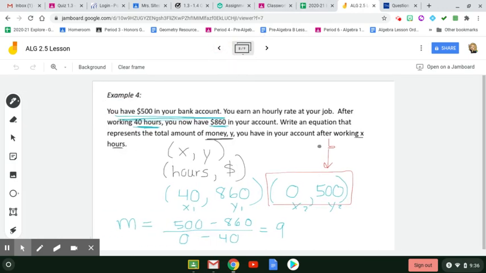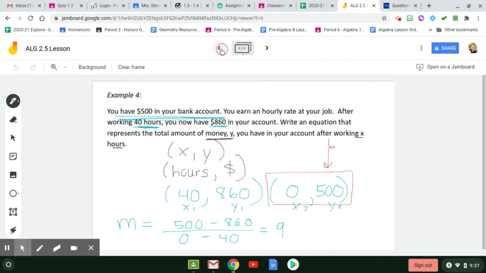So again, looking back at that problem, you always want to pull out of a word problem what the x stands for and what the y stands for, and see if you can come up with some ordered pairs. When I was able to do that, I saw that x stood for hours, so it was 40, 860 since the y stood for money. And then when I looked at the first sentence, I knew since y was money and I'm starting out with $500 that this would be my time to start with. So I haven't worked any hours, so it would be 0, 500.